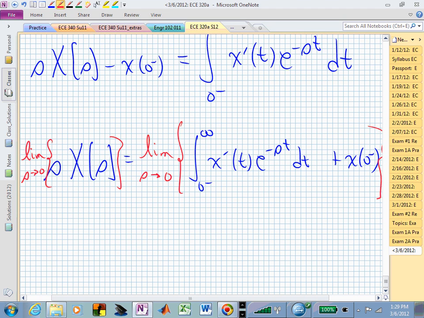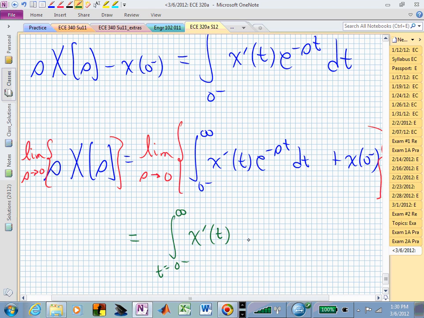If that's the case, what happens in this integral? I'm integrating with respect to time, so that integral doesn't change as far as the limits. I'm integrating from t equals 0 minus up to t equals infinity. But inside, that s in e to the minus st, if it goes to 0, what happens to that scaling piece, e to the minus st? It goes to 1.